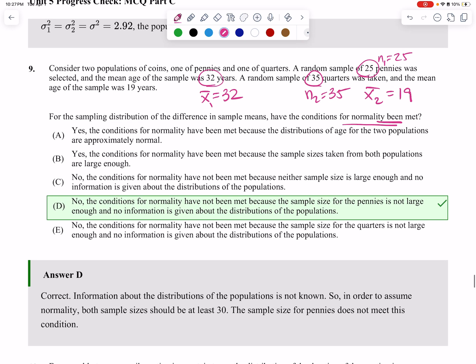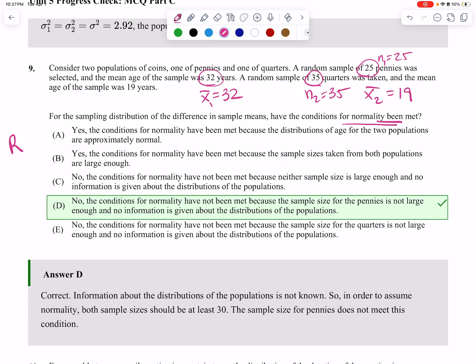Okay, let's check our normality conditions. Remember, we have, is it random? And for normality, since this is a sample mean, is N greater than 30? We have N1 is 25 and N2 is 35. So we have a violation there. So these say yes, these say no.